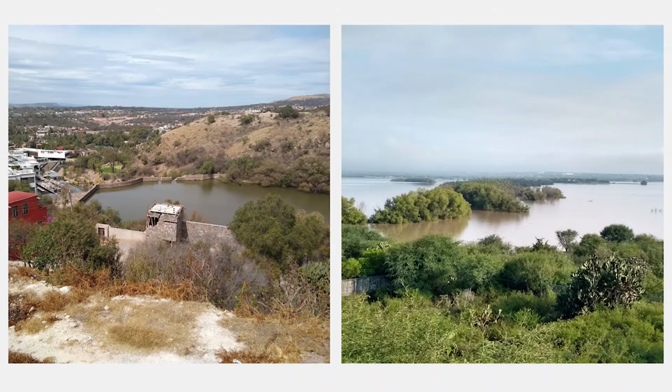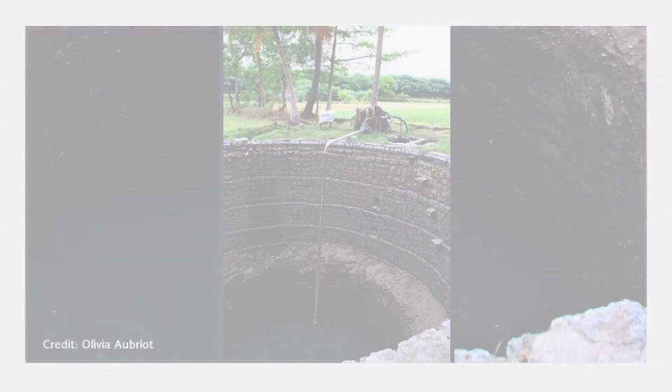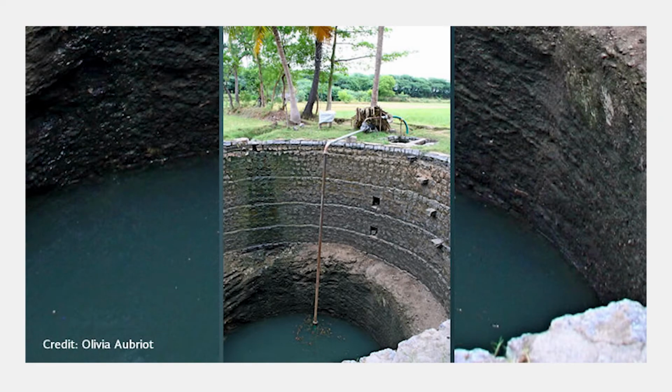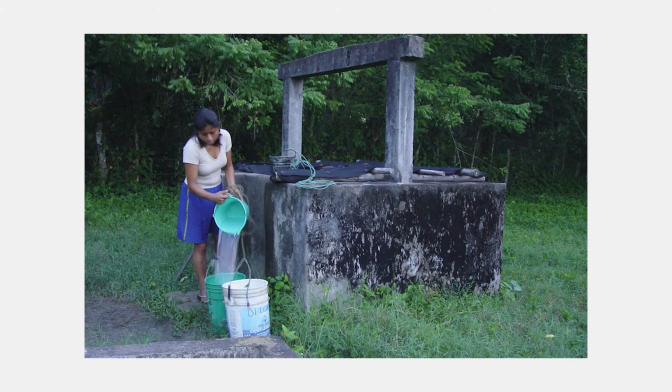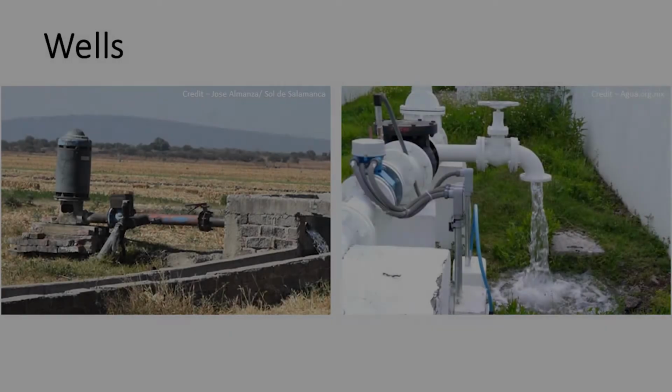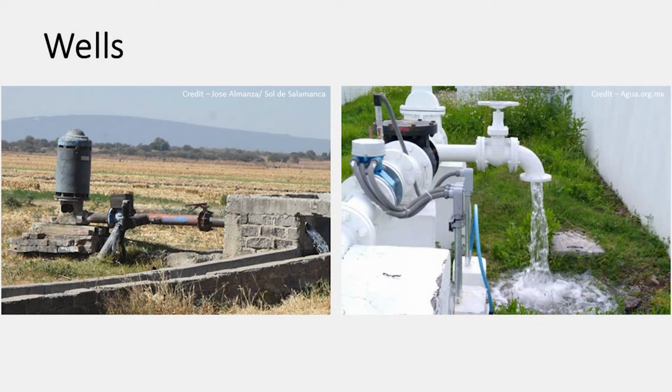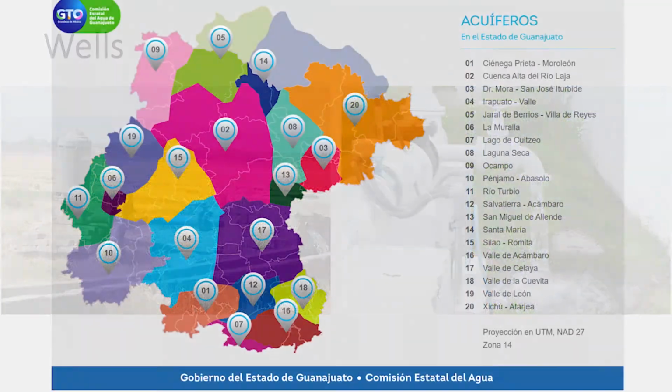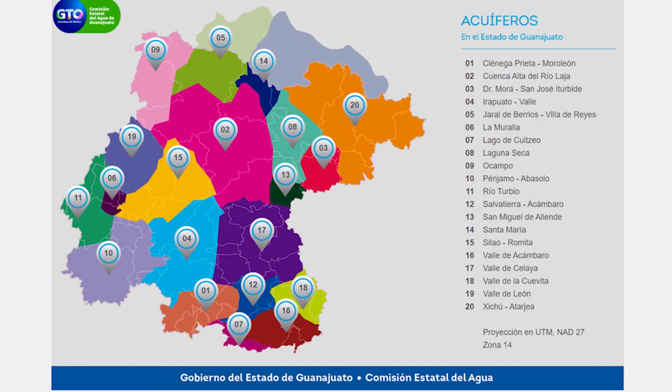In the Rio Laja River Basin in Guanajuato, the community relies on water stored underground in an aquifer for drinking water, irrigation, and production factories. Water from the aquifer can be accessed at a natural spring or pumped out of the ground by a well. In Guanajuato, there are 20 different aquifers throughout the state.